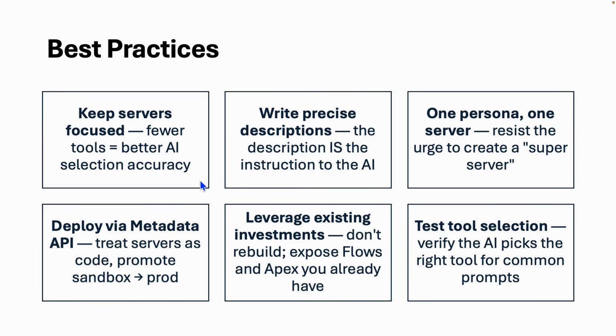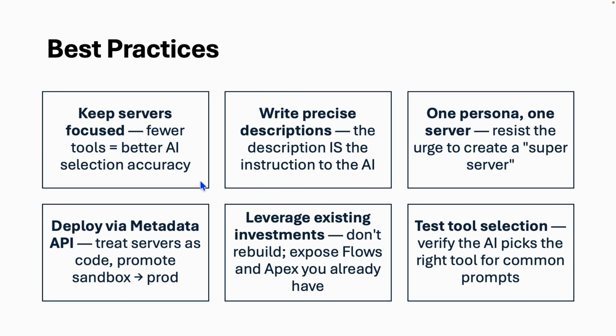The first one here is keep the server focused. As I already said before and I'll say it again, fewer tools means better AI accuracy. If you are putting 50 tools on one server, you are doing it wrong. Aim for 10 to 20 tools max per server.